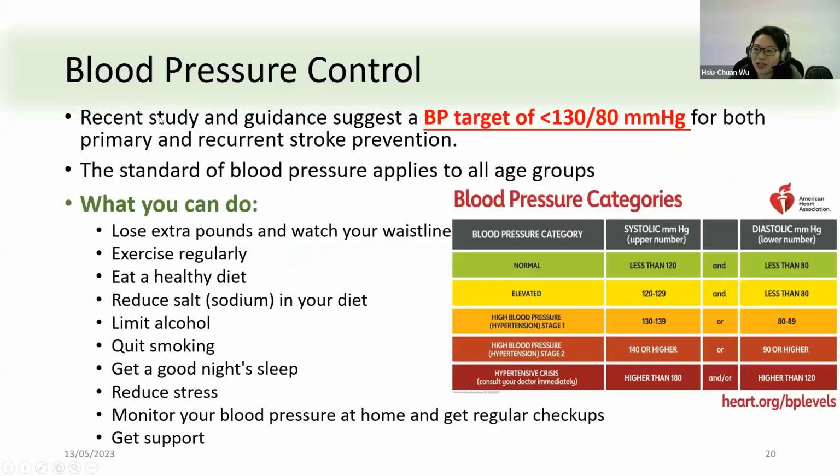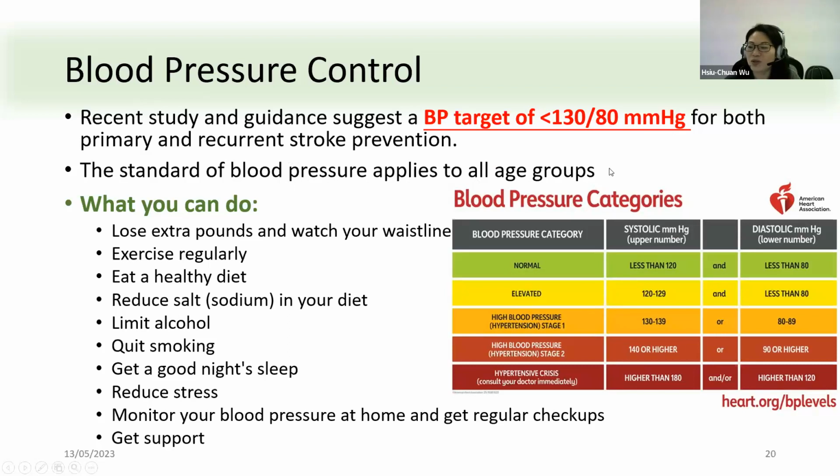And for blood pressure control, from recent studies and guidelines, we have changed the blood pressure target to 130 over 80 millimeters of mercury for both primary and recurrent stroke prevention. This standard of blood pressure applies to all age groups. I say this because in my country, lots of patients who are very old, like in their 70s or 80s, always tell me, oh, my blood pressure is 140, 150.